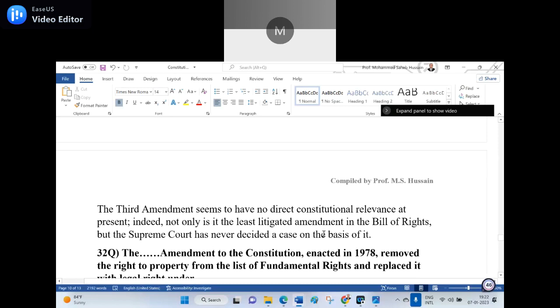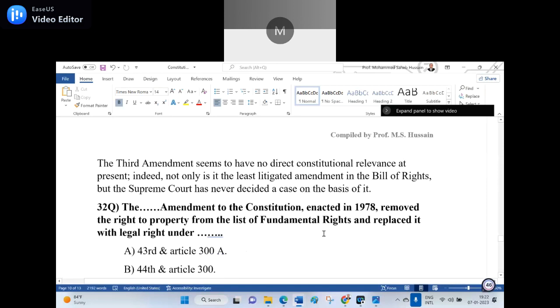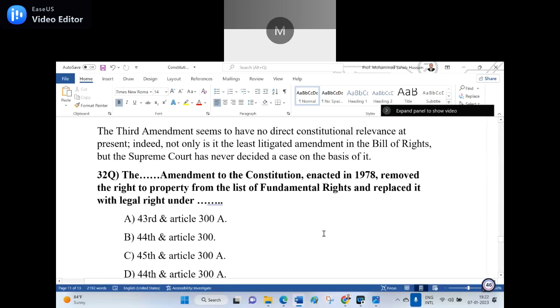The Third Amendment seems to have no direct constitutional relevance at present. Indeed, not only is it the least litigated amendment in the Bill of Rights, but the Supreme Court has never decided a case on the basis of it. That is about the Bill of Rights, fundamental rights, something like that.